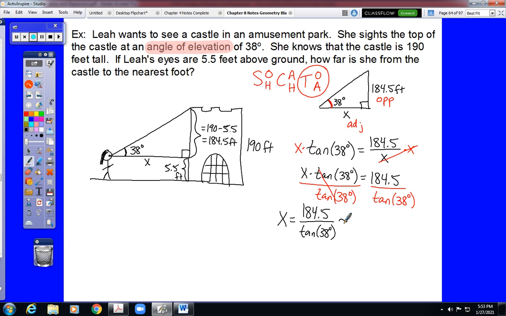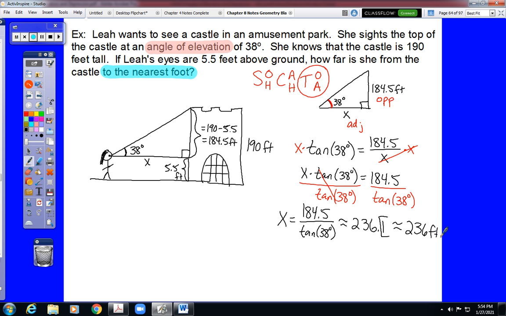We're going to enter that into our calculator. 184.5 divided by the tangent of 38 degrees. That is 236.1. Okay, and we're looking at that 0.1 because we're supposed to round to the nearest foot in this problem. So that 1 tells us that we're going to round our answer down to 236.